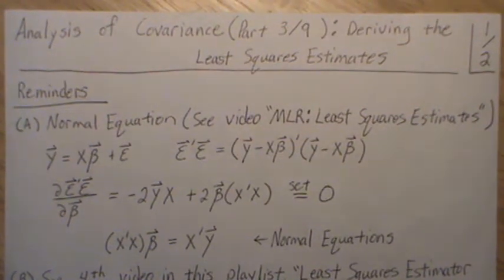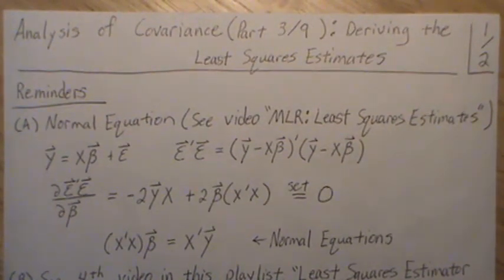Hello, this is the next video in a playlist that I'm calling General Linear Models Design of Experiments. Within that playlist, I'm creating little mini-series depending upon what experimental design we're using. This is part 3 of a mini-series on analysis of covariance, and here we're going to look at deriving the least squares estimates for the unknown parameters.